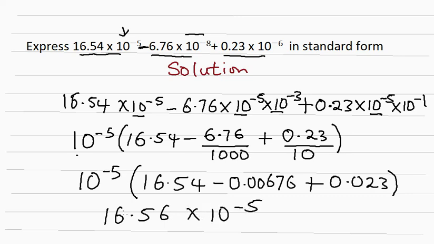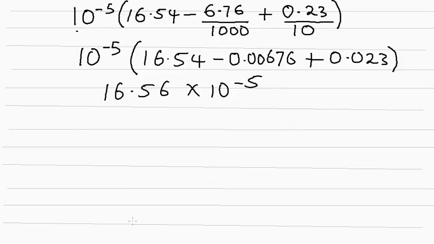Now we have to express this in standard form, because it's not actually in standard form. I have to move this decimal point to this point. So that's going to be 1.656. Because I moved the decimal point backward, I have to increase the power by 1, so that's going to be 10 raised to the power of minus 4.